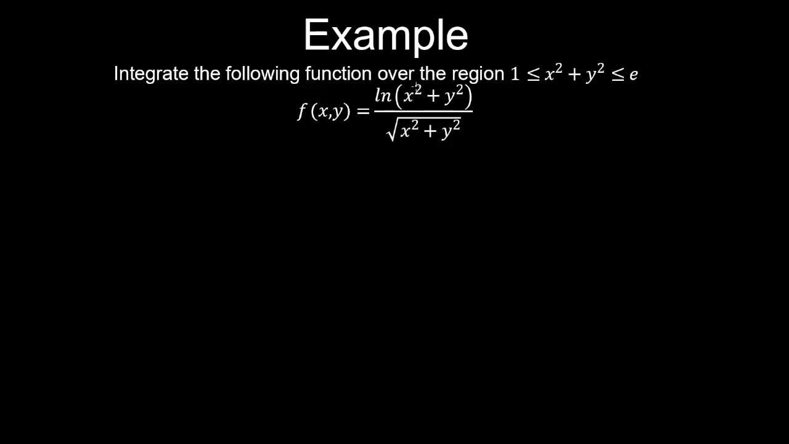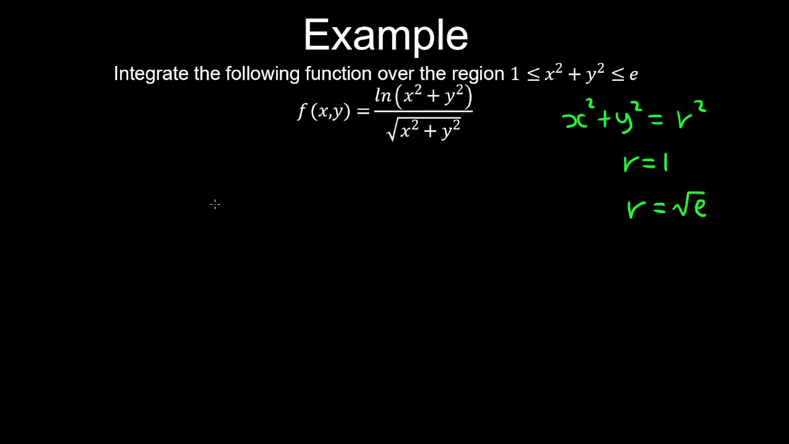Let's integrate the following function of x and y over the given region. So recall the equation of a circle is x squared plus y squared is the radius squared. So here we have two concentric circles with a radius of 1, and the outer circle has a radius of root e.